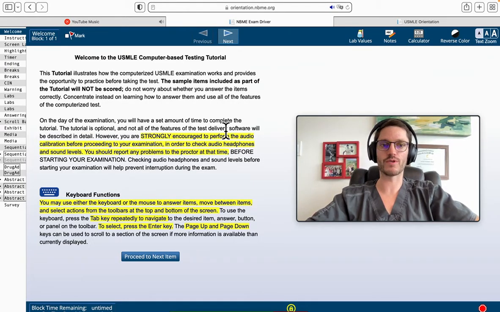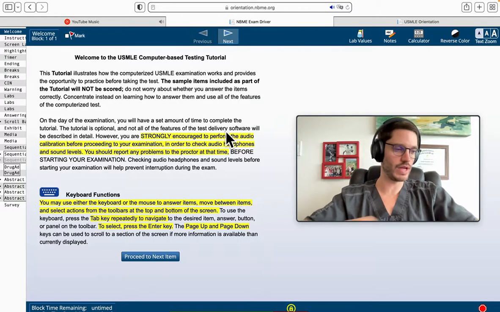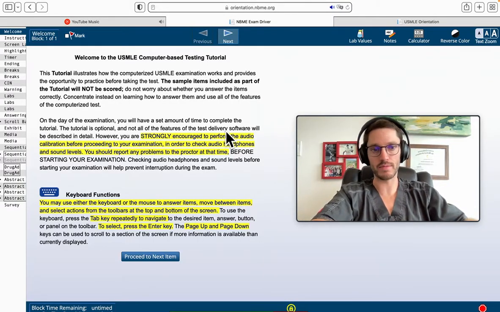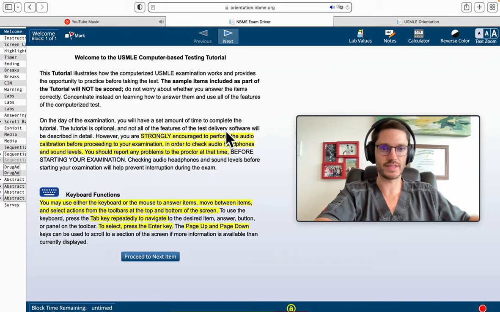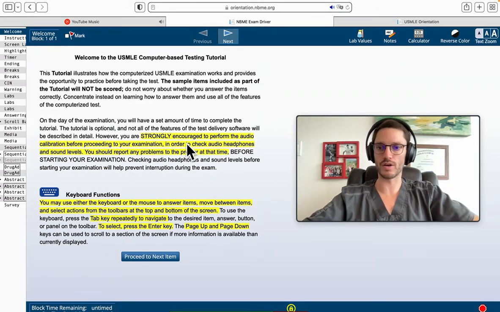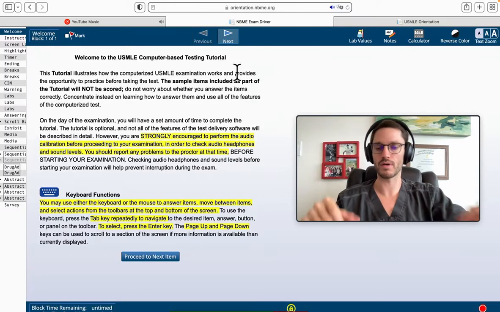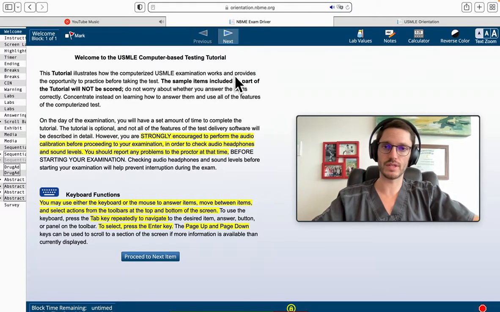system. Of course, I'm at home. This is my own headset, but you'll have a cord. Probably it won't be cordless. You'll have a cord attached. So be ready to put that on, and go to that section where you can actually check that the audio levels are okay. Some people actually take the exam with that headset on.